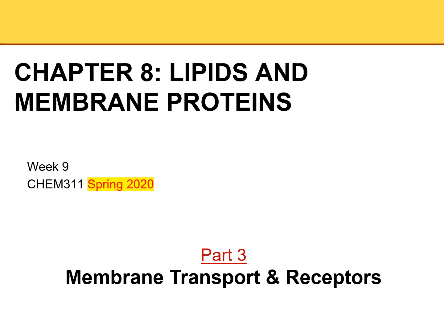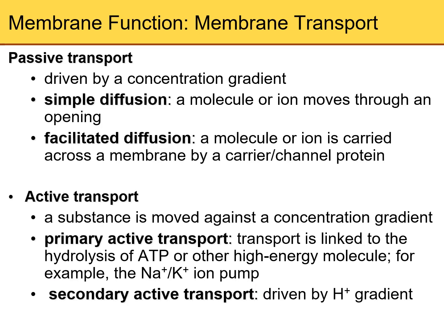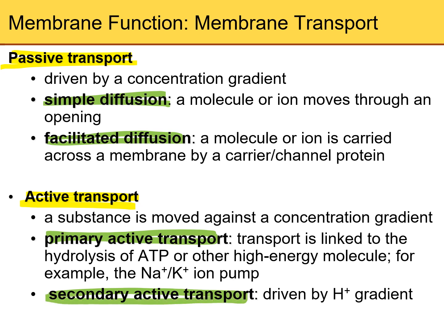So this is the last part, part 3 of chapter 8, and today we'll talk about membrane transport and receptors. We started talking about membrane transport last time. Very quickly, we said there are two types of transport. Primarily, you have passive transport, and then you have active transport. Passive transport has two types: simple diffusion and facilitated diffusion. Active transport, we didn't talk much about, but we have two types as well: primary active transport and secondary active transport.